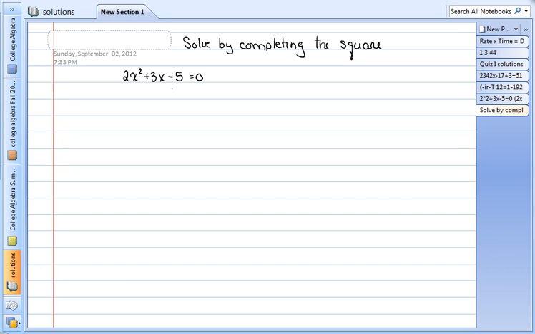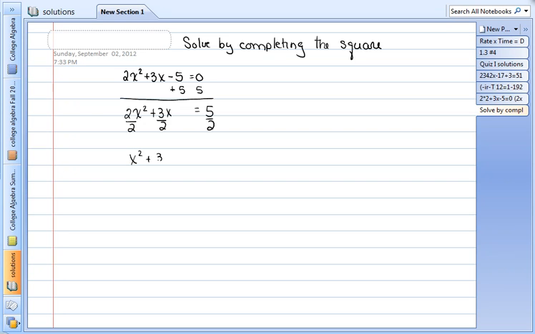To solve this quadratic by completing the square, the first thing you'd want to do is move the constant to the other side. And then when you complete the square, the first term has to be a perfect square. So you can't have a coefficient besides 1 in front. So what we're going to do next is divide off every term by 2. And then simplify it.